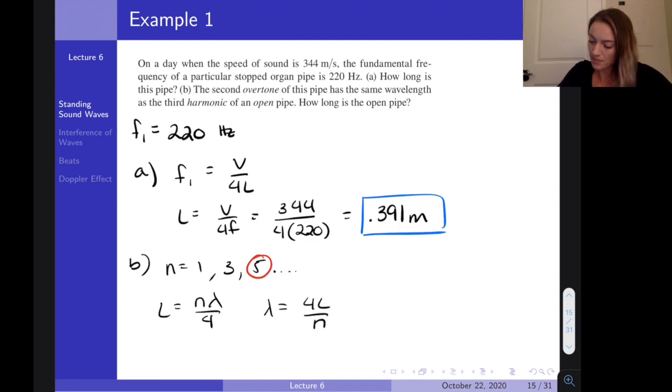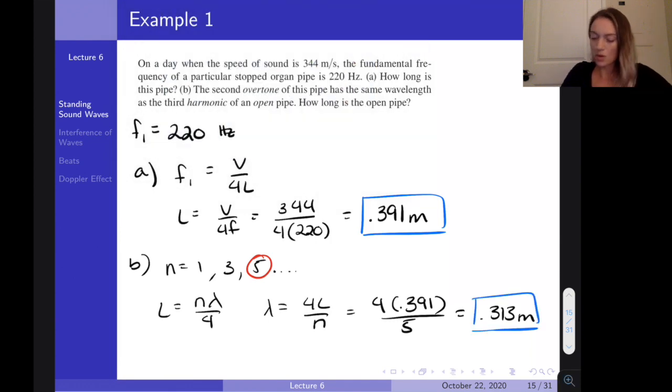So the wavelength is just 4L over n. So n is equal to 5, we said, so it's 4 times the length of the pipe, which is 0.391, divided by n is 5, and that comes out to 0.313 meters. So on the second overtone, when n is equal to 5, this is the wavelength in our closed pipe. So now we know that wavelength.